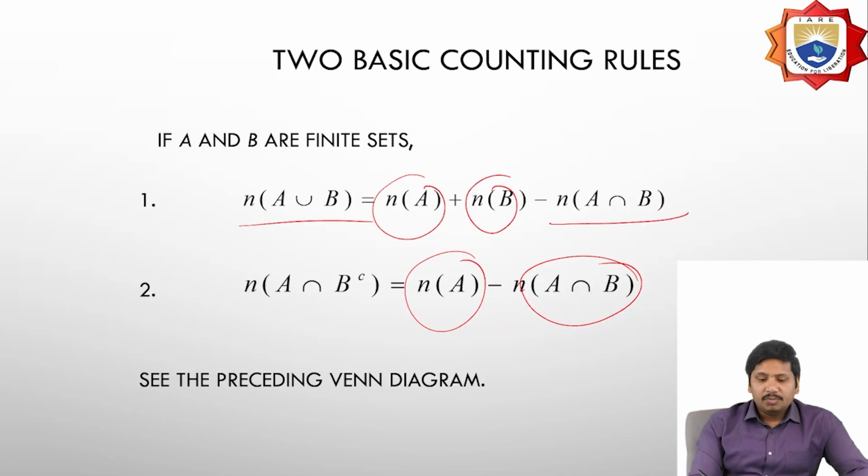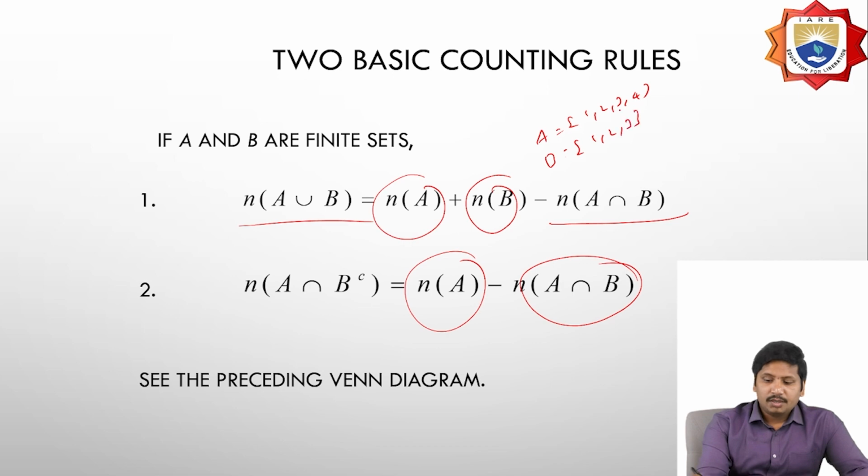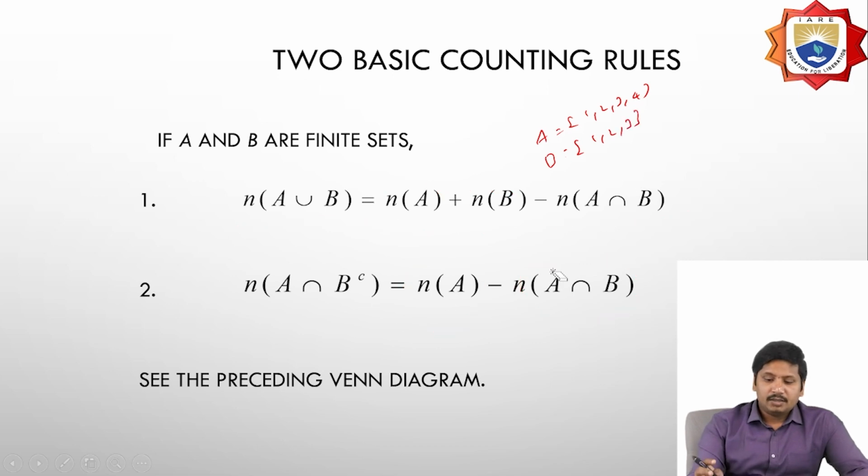And similarly, suppose A is equal to 1, 2, 3, 4, and B is equal to 1, 2, 3. How can I calculate A union B here? So the number of elements in A is 4, plus the number of elements in B is 3, minus the number of common elements present in set A and set B, which is 2. So 7 minus 2, that is 5.